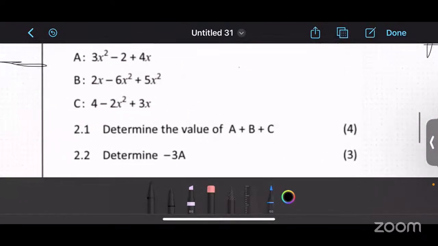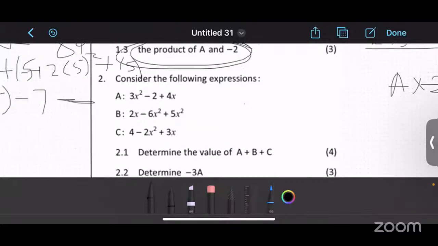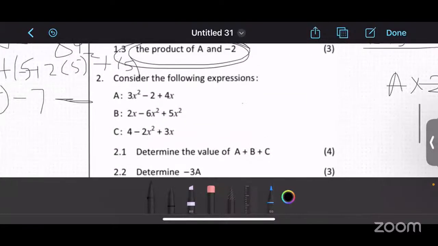Let's see now. We have number 2 here. They say consider the following expressions. A is 3x squared minus 2 plus 4x. And our B is 2x minus 6x squared plus 5x squared. And then we have C, which is 4 minus 2x squared plus 3. And then number 2.1 says determine the value of A plus B plus C.